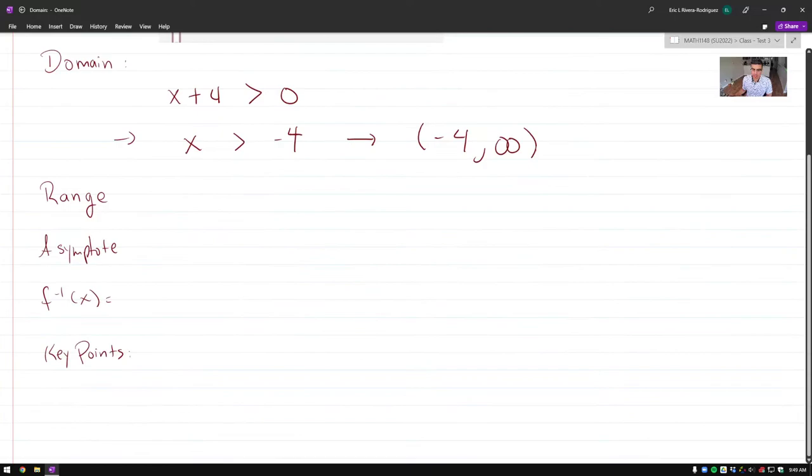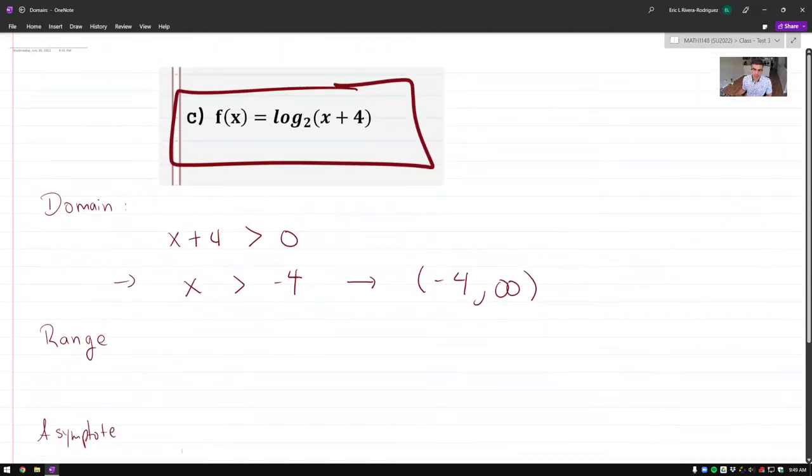The range, this is part of the properties. The range of all logarithmic functions is always going to be all real numbers, from negative infinity to positive infinity. It doesn't matter what function we have here, as long as it's a logarithmic function, the range is from negative infinity to positive infinity.